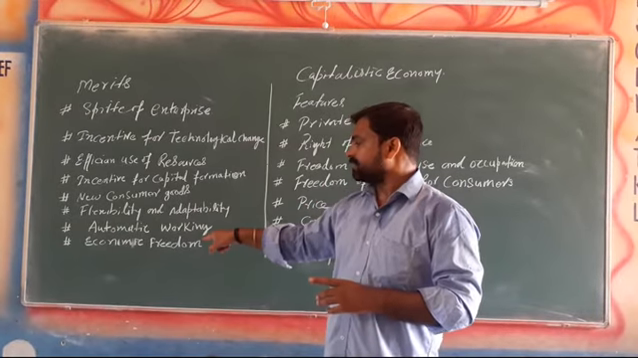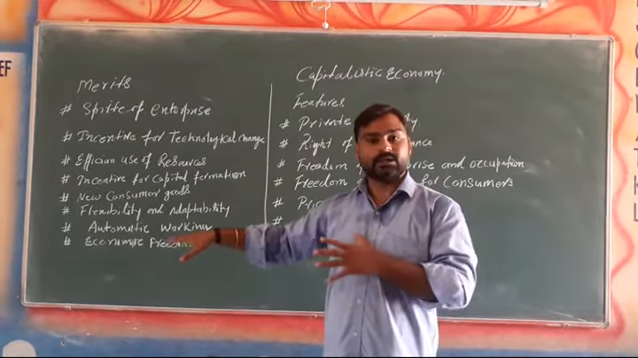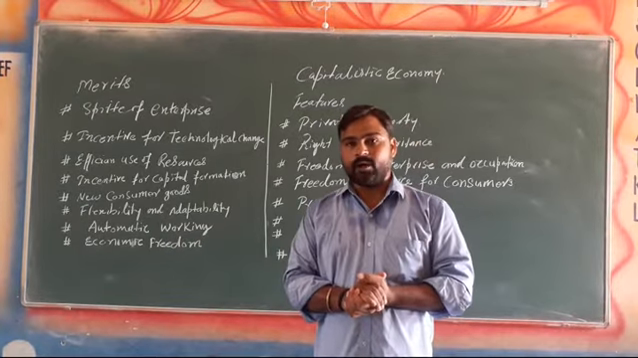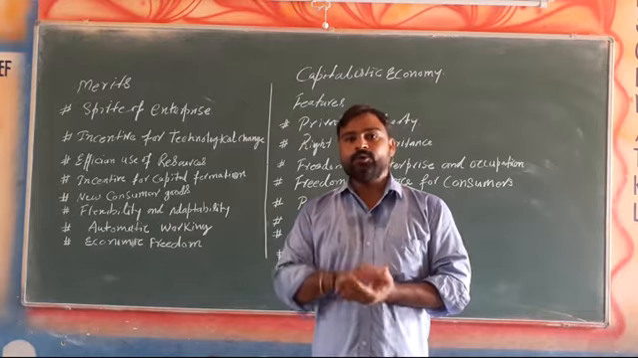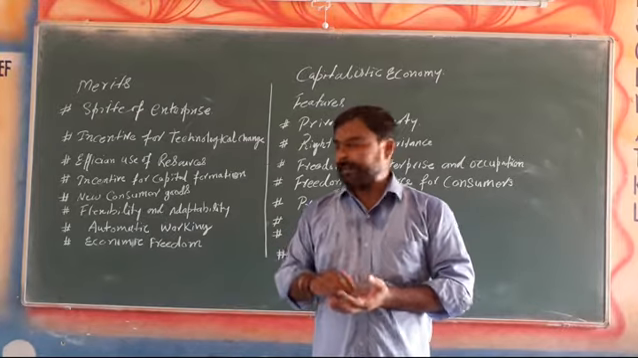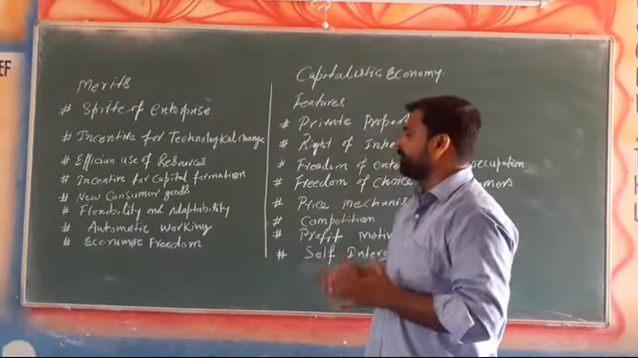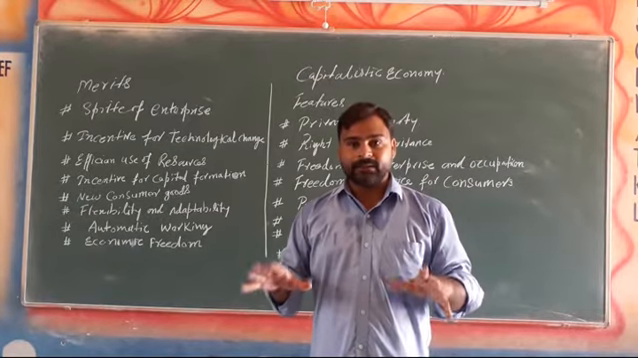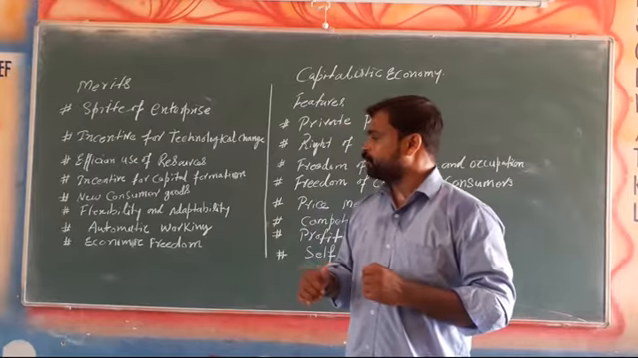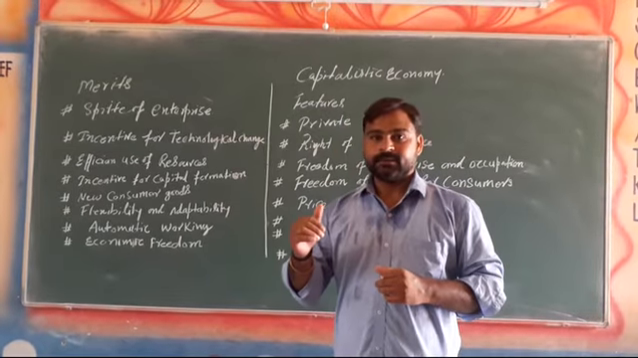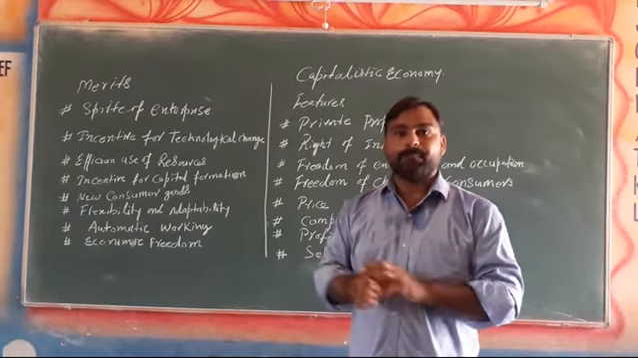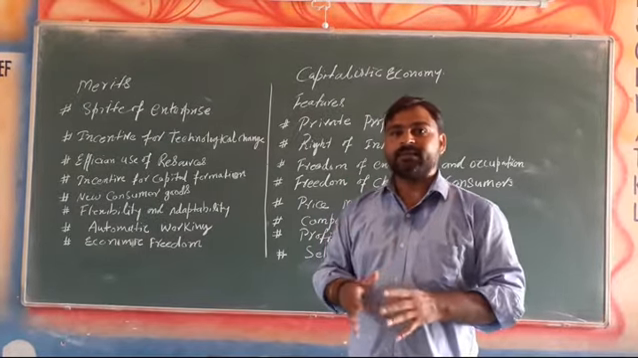And then the last is economic freedom. This is the last point, economic freedom. In a capitalist economy, producers and private individuals enjoy economic freedom. It means they are free to perform economic activities. Economic activities performed by the individuals are free, meaning they can decide the way of production and the method of production by themselves.